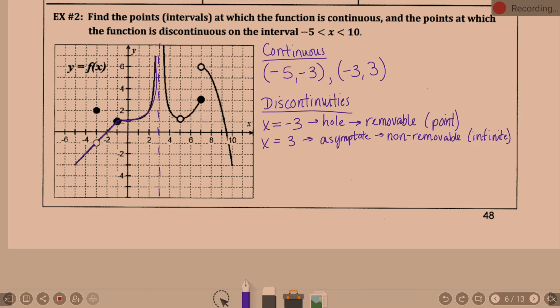Now what? 3 to 5. Are we with them? 3 to 5. Whoosh. And why did we stop at 5? It's another hole again, which makes it removable. And we again could call it a point discontinuity.